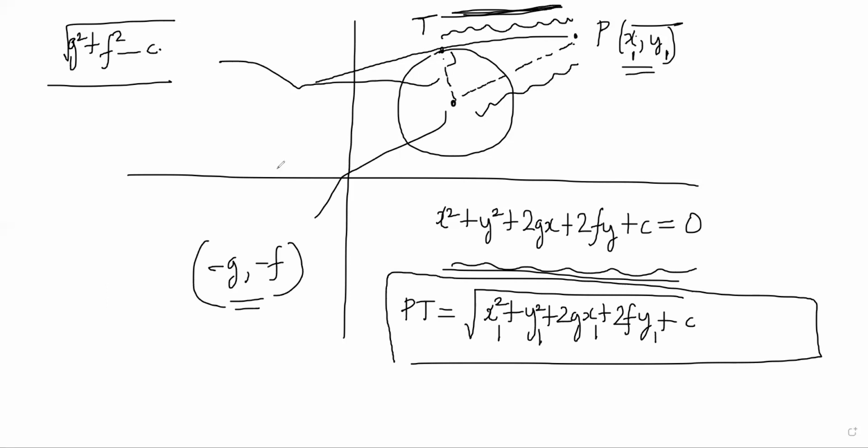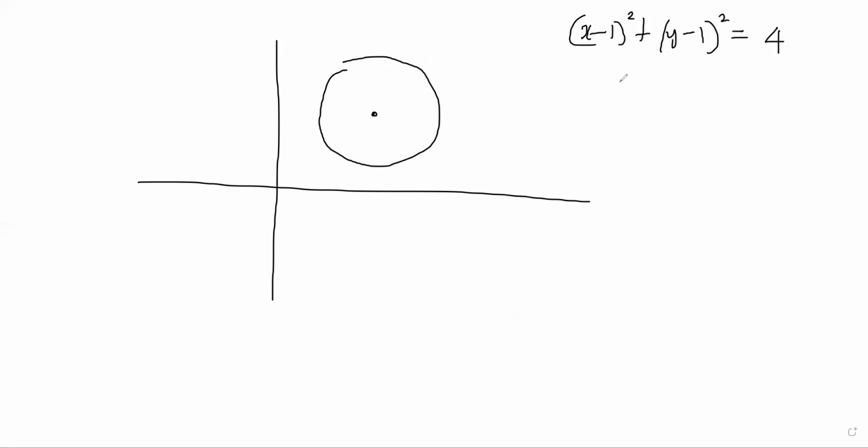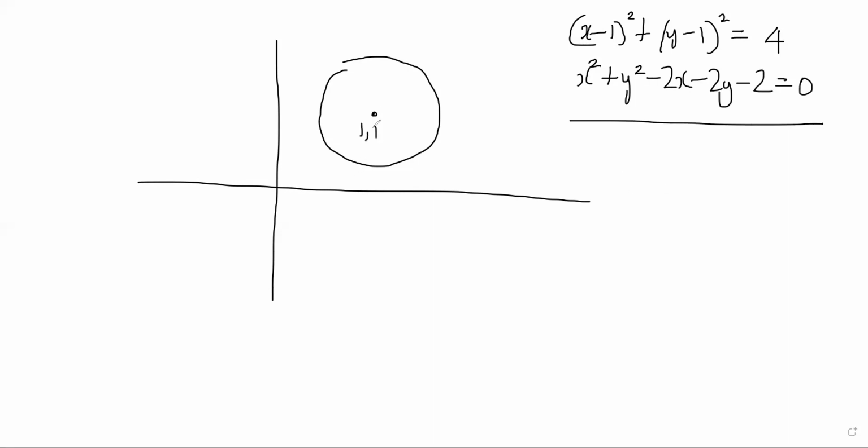Like you can check it out for a simple situation. Let's make a simple circle equation. The circle is centered at (1, 1) and the radius is 2, let's say. (x minus 1) whole square plus (y minus 1) whole square is equal to 4, right? The equation of the circle will be x square plus y square minus 2x minus 2y plus 2 minus 4, so minus 2. This is the circle equation, with center (1, 1) and radius 2. And let's choose the point somewhere here, (3, 2).